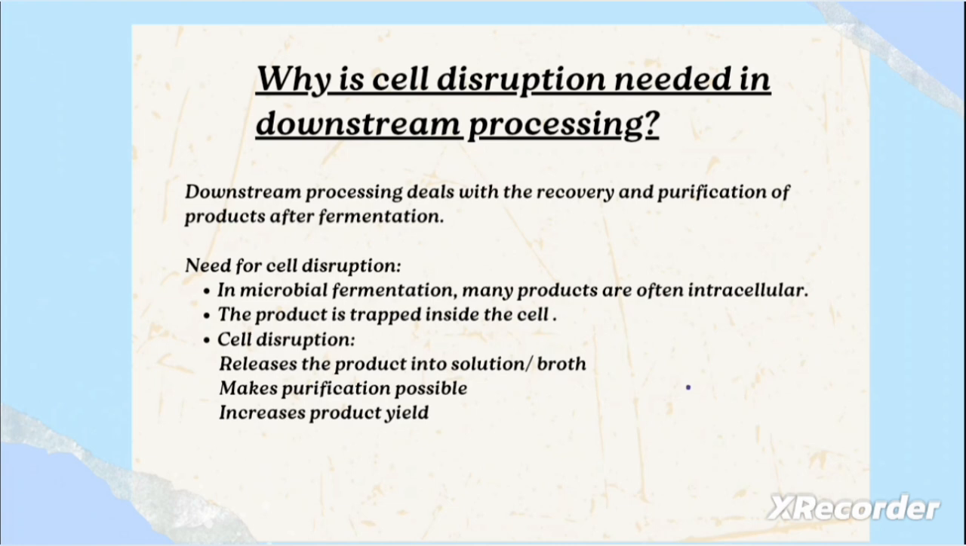Sometimes the product is extracellular, that is, it is secreted out of the cell and it remains in the solution or the broth. However, many times products remain intracellular, that is, they remain trapped inside the cell. So thus, in order to recover these intracellular products, cell disruption is an essential step. Therefore, cell disruption releases the product into the solution or broth, makes them accessible for further downstream purification and increases the overall yield of the product.